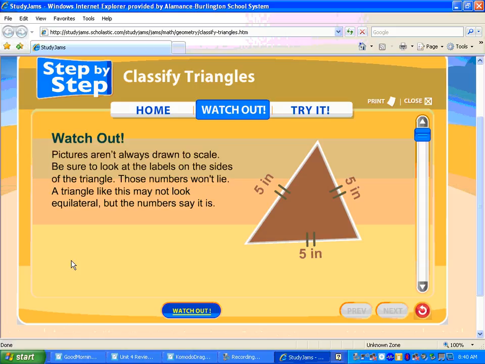Okay, that's like Kobe said that my equilateral triangle did not look equilateral, but because I had the hash marks on it that said they were equilateral, that's what you go by. So if the numbers or the hash marks on the sides say that it's equilateral or that the sides are the same, then you have to believe it, because people and computers aren't always going to be perfect at drawing pictures exactly to the right size. Okay? So you got to read the information on it, not just what you look at.